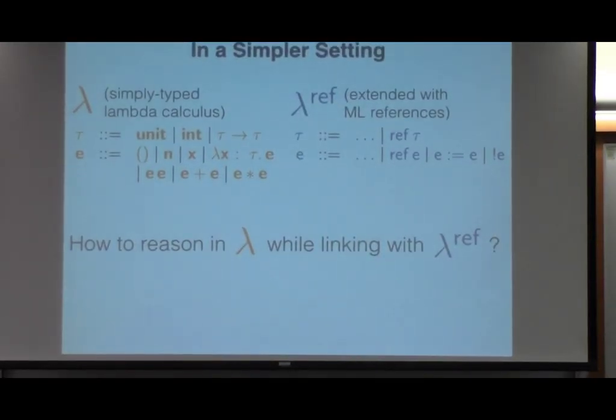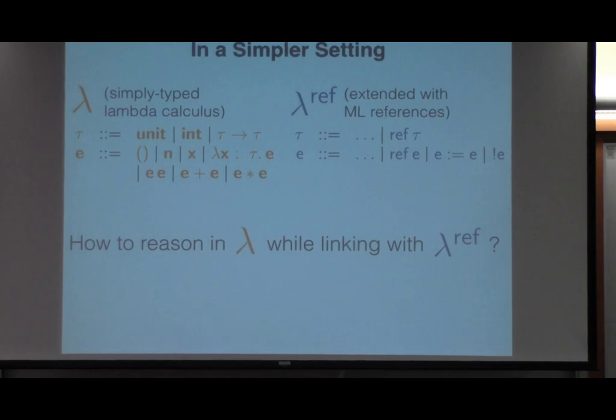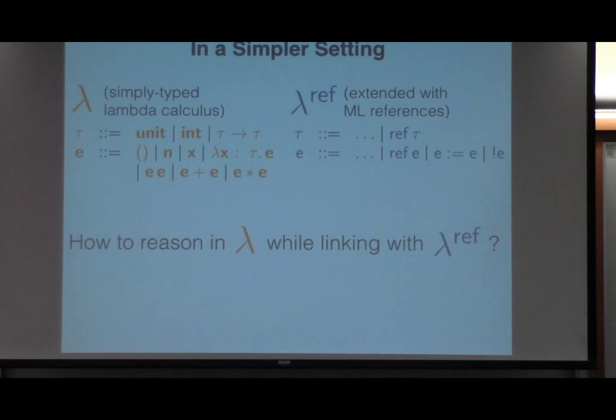Here's the scenario that we care about in a very simple setting. You have a pure language, the orange language over here. It is simply typed lambda calculus with integers. Here, I have a language which is the simply typed lambda calculus extended with mutable references. It's exactly what I was saying two slides ago. I want to reason about the interaction between my terminating DSL and my stateful DSL. I'm the orange language programmer, where everything terminates and is pure. I want to be able to think in my language and not have to worry about the other one most of the time. So how do I reason in that language while linking with this other language?